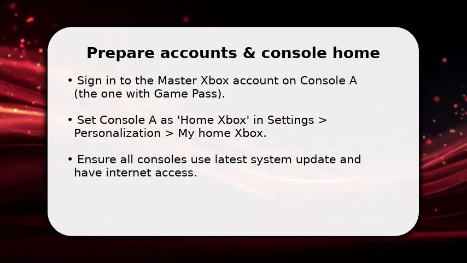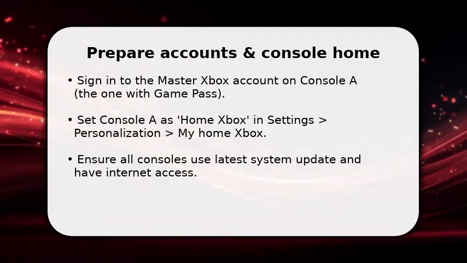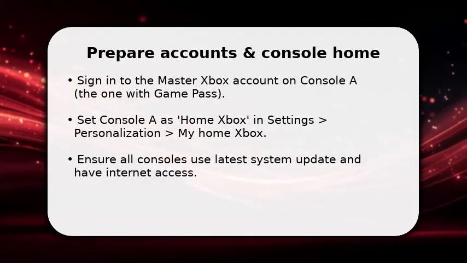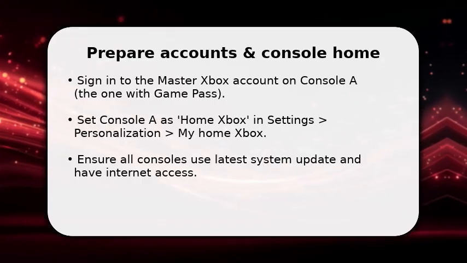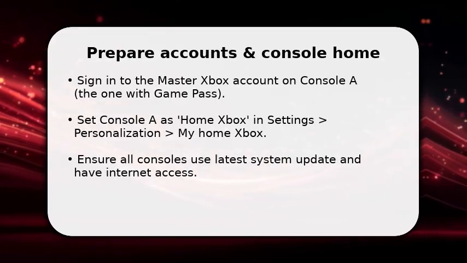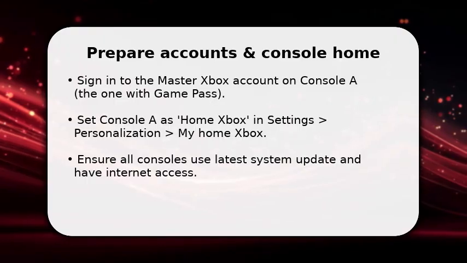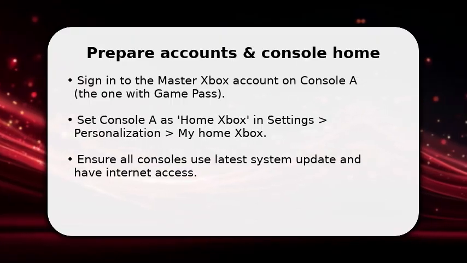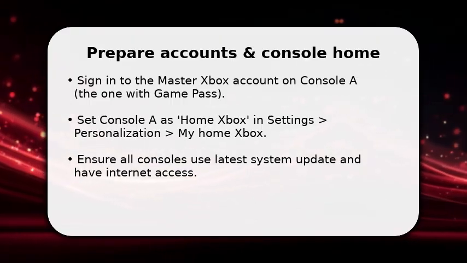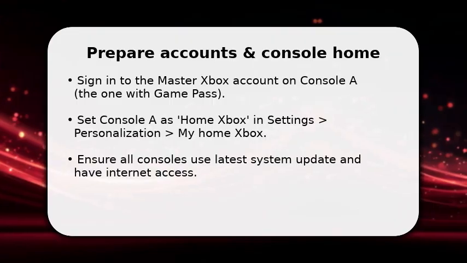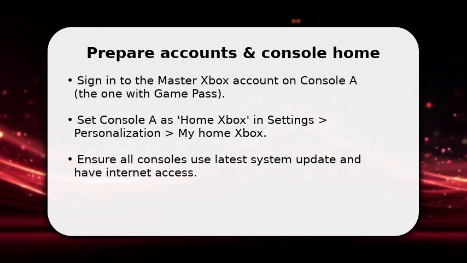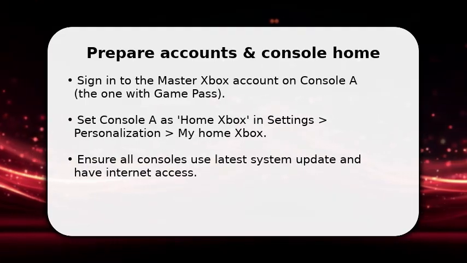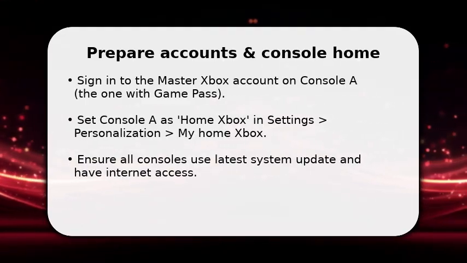You start by making Console the hub. Sign into the Game Pass account on Console A, then set it as your home Xbox so other profiles can share the subscription. Once done, make sure Console B and any additional consoles are updated and online. This prevents activation conflicts. You do this now because home Xbox controls license sharing, so setting it correctly avoids needing to re-download or reauthorize games later.